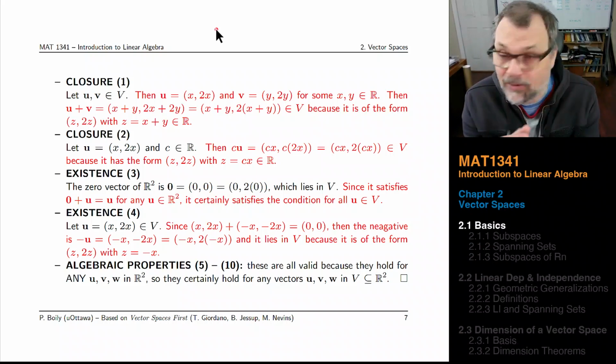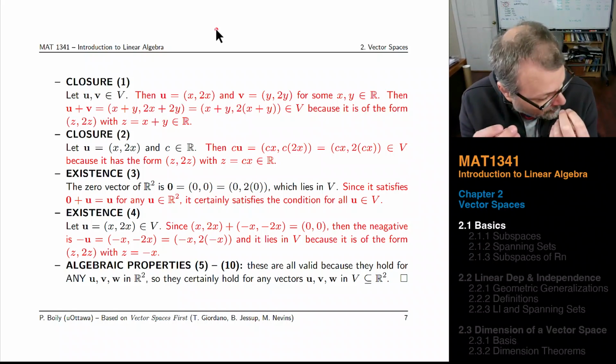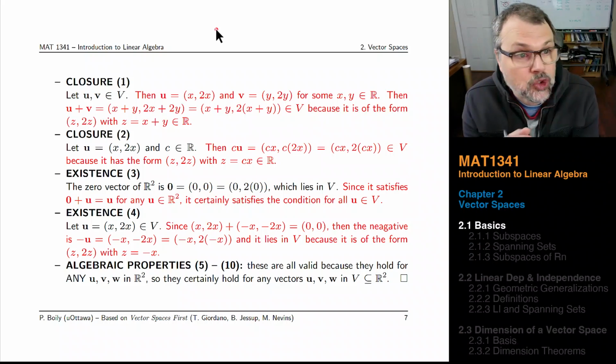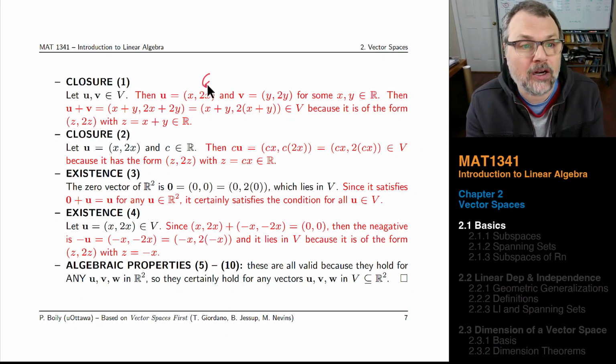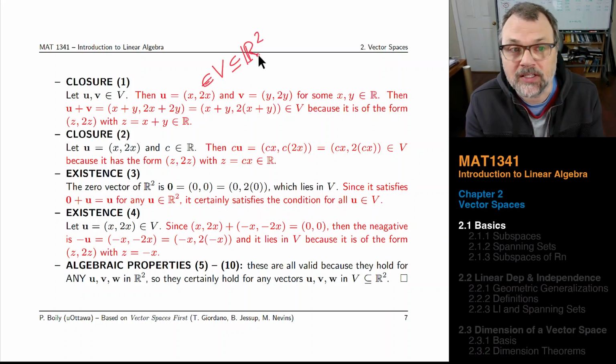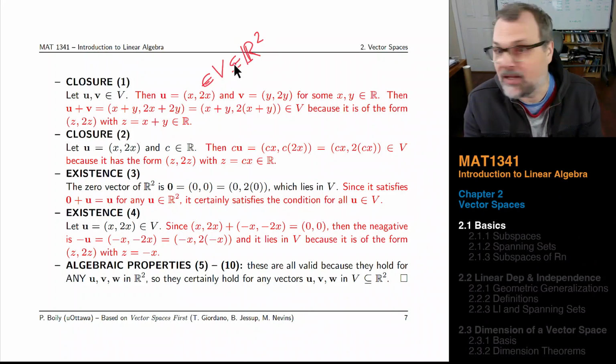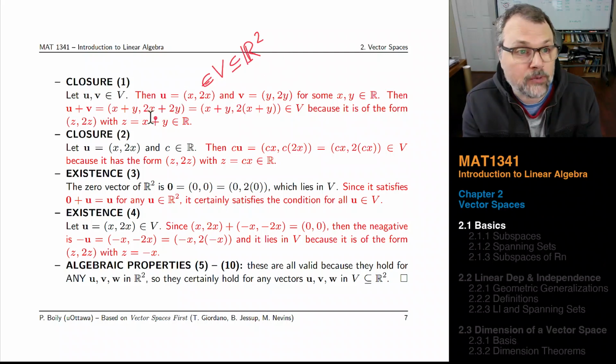If we add them together, according to the rule for vector addition in two-space, because these are also two-space vectors, not only are they in V, but they're also in R2, in two-space. And it is the vector addition from R2 that is inherited by V as a subset of R2. So how do we actually add? We just add them component by component. So u plus v would be: the first components add, x plus y, the second components add, 2x plus 2y.